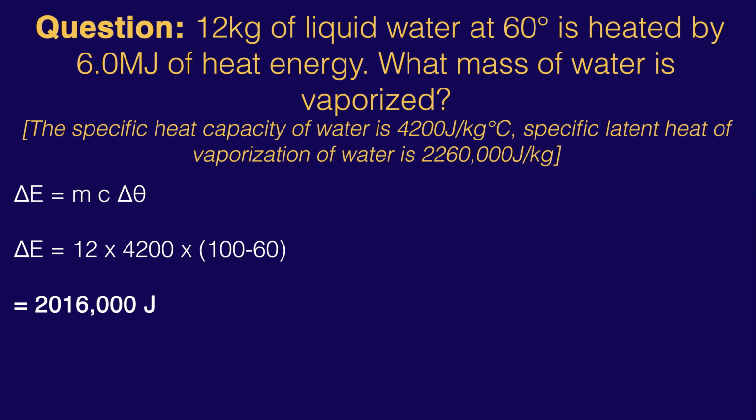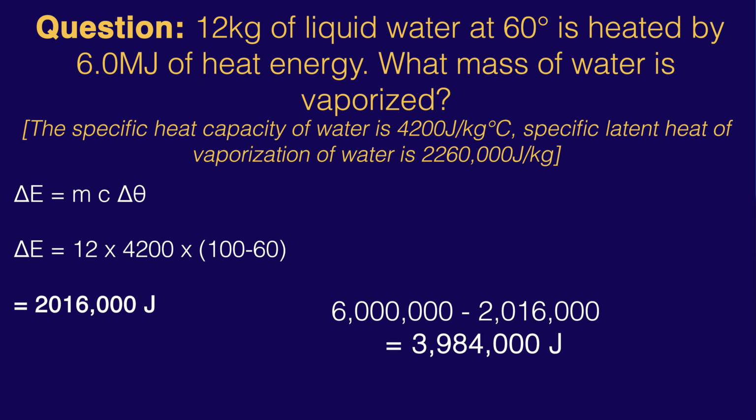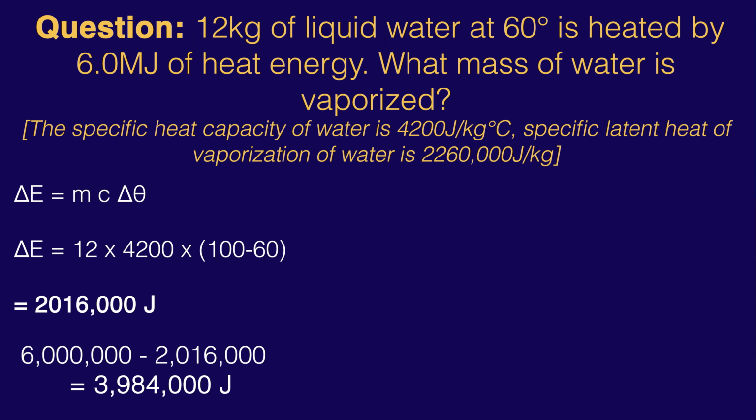So how much energy have we got left? Well, we take our 6 megajoules, which is 6 million joules, and take away the 2,016,000 joules required to heat the water, and we get 3,984,000 joules. So how much water can be vaporized with that energy? We use the specific latent heat equation to find out, because we're changing state. So delta E equals m L subscript v.